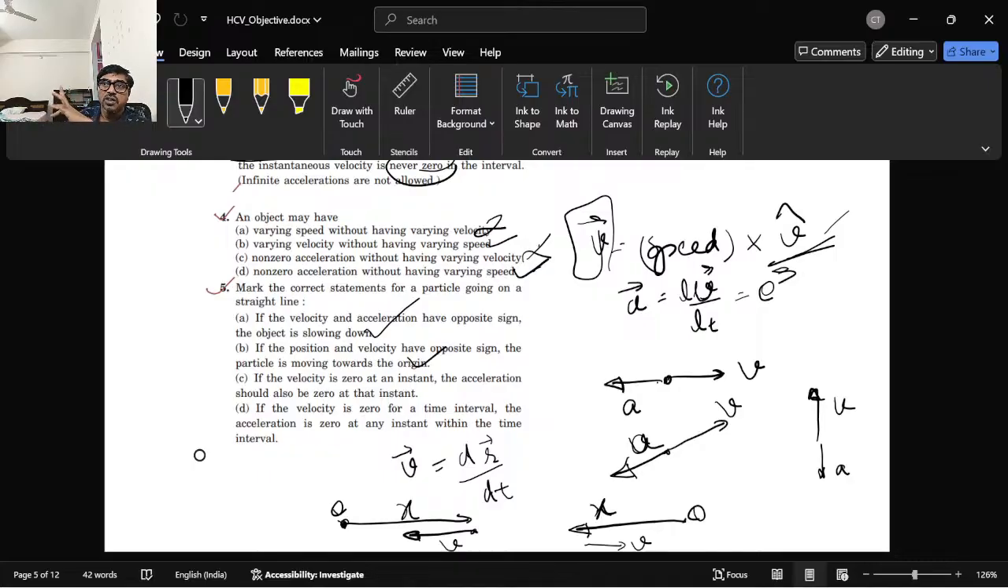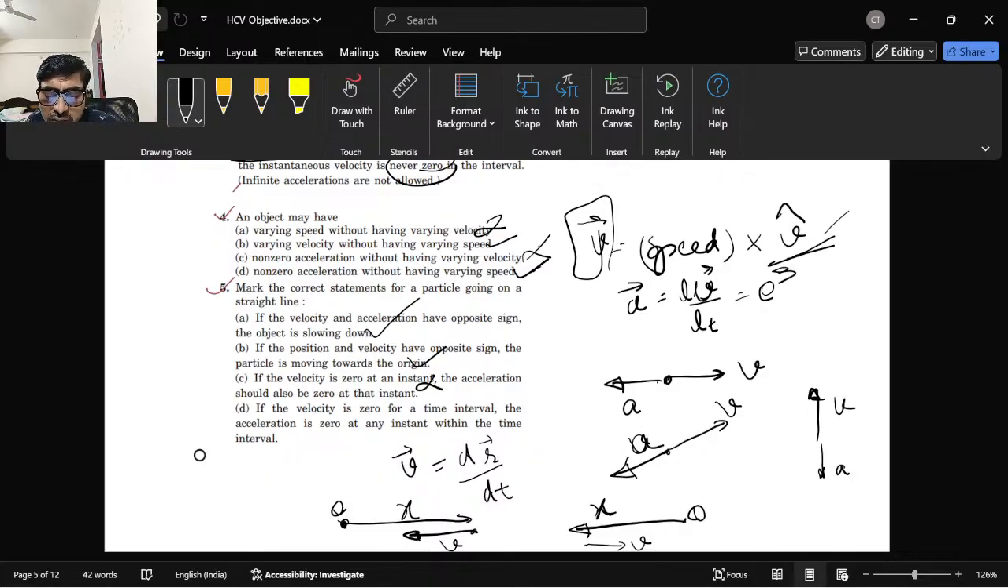The relation is not direct, it is a differentiation relation. If one function is 0, its differentiation need not be 0 at a particular point. So that is one thing. Velocity is 0, acceleration should also be 0 at that instant? Not necessary. You see, beautiful conceptual questions. Alright, everybody should look at them.